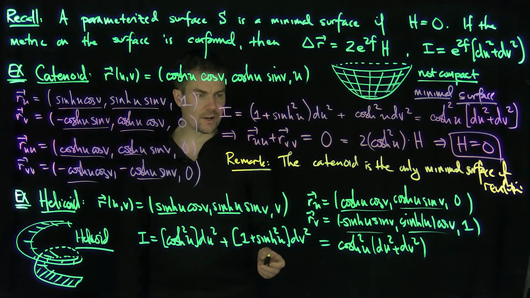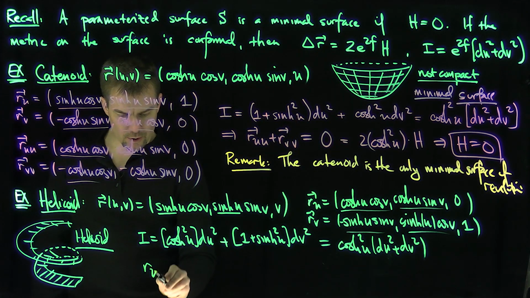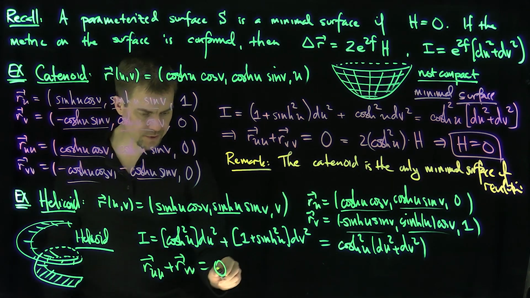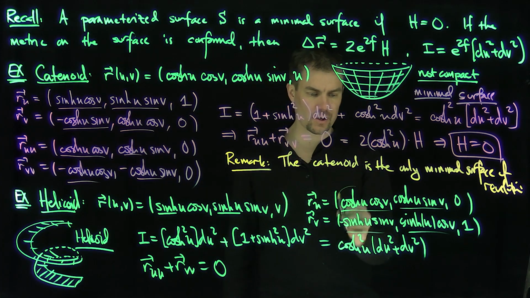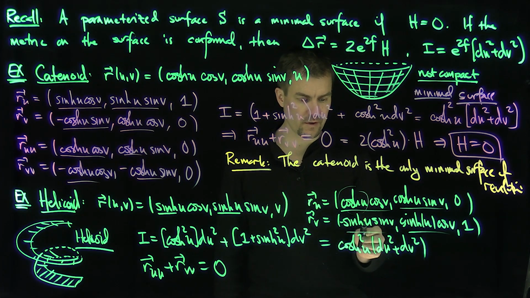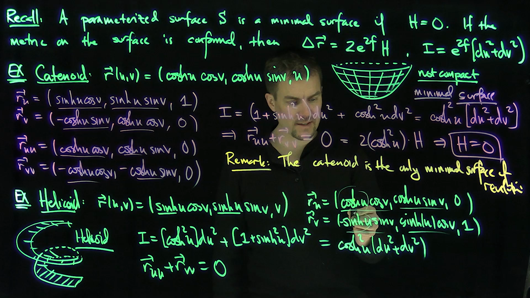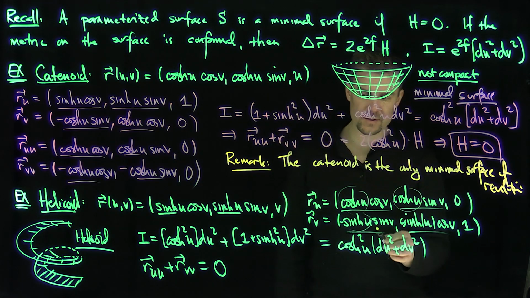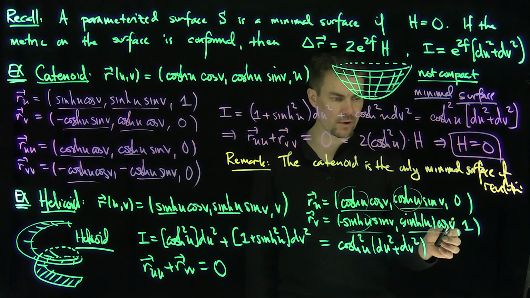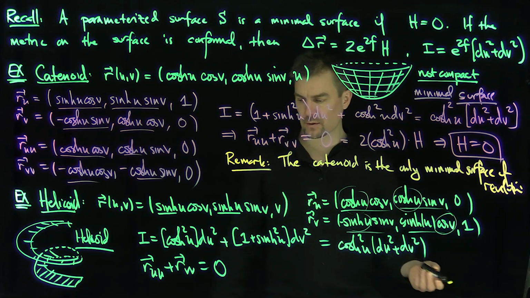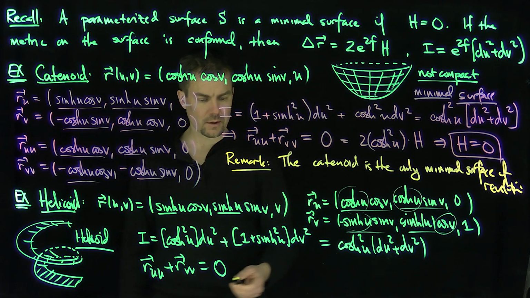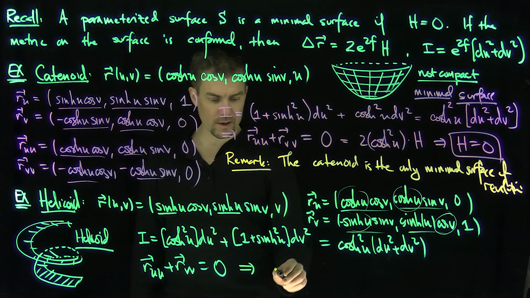And of course, by the same reasoning, we see that Ruu plus Rvv is going to be equal to 0. Now, how can we see that? Because if I do a u derivative, this is going to turn into sinh. If I do a v derivative, this is going to turn into cos. One's positive, one's negative. If I do a u derivative of this, it's going to be a sinh. If I do a v derivative, this is going to be negative sine, equal and opposite. So the Laplacian of this vector field is also equal to 0, and this implies that the helicoid is a minimal surface.